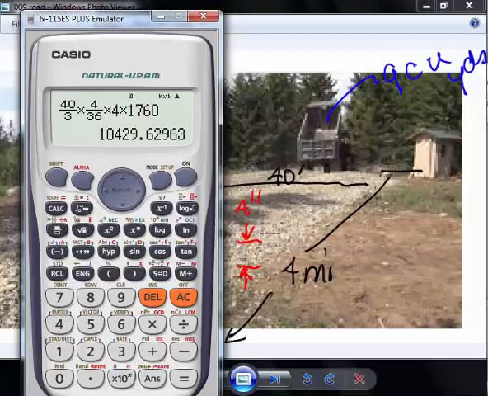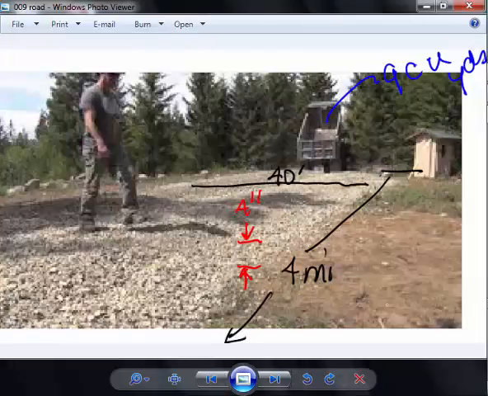And each truck holds 9 cubic yards, so we're going to divide that by 9, and we're going to see we need 1,159 loads of gravel. That's a lot of gravel. Next one.